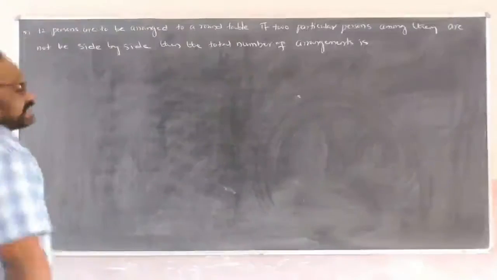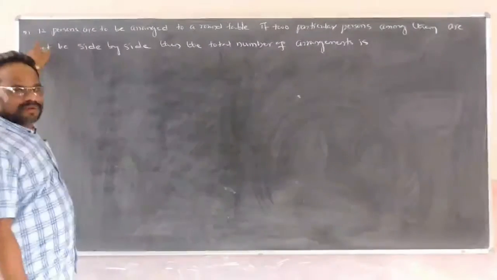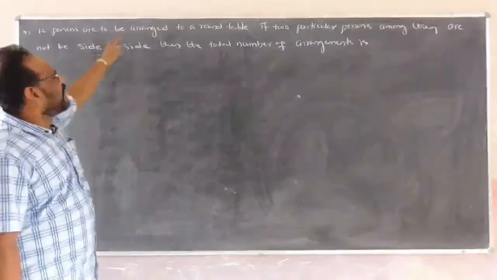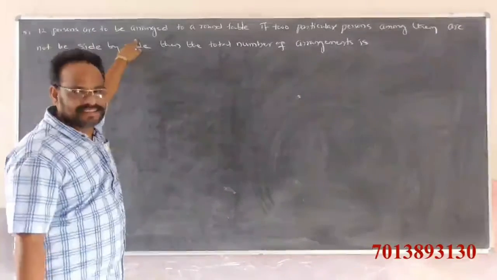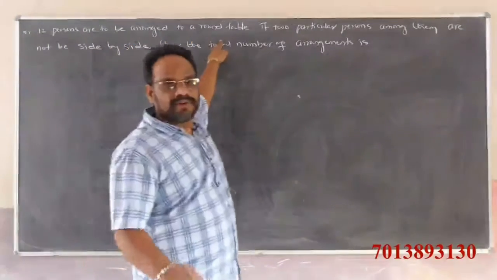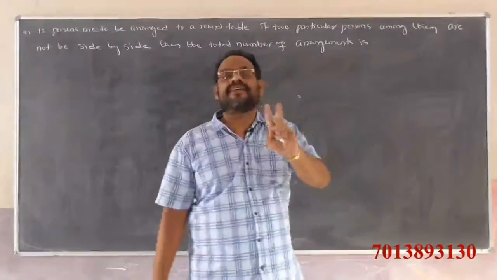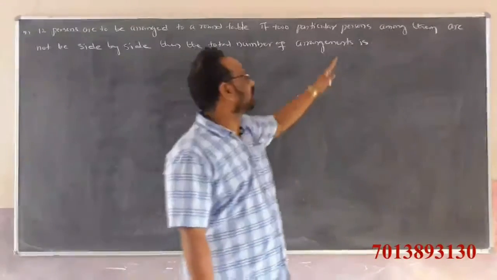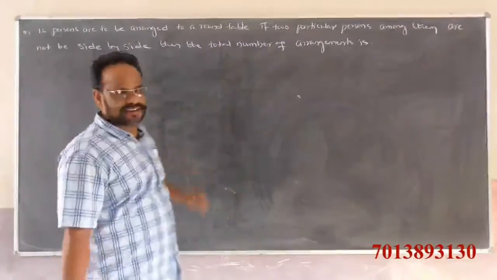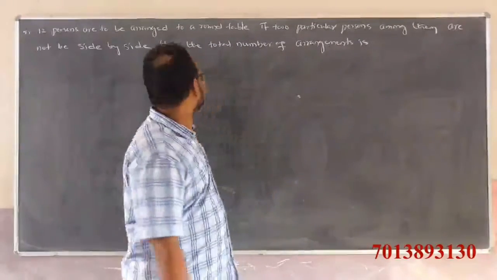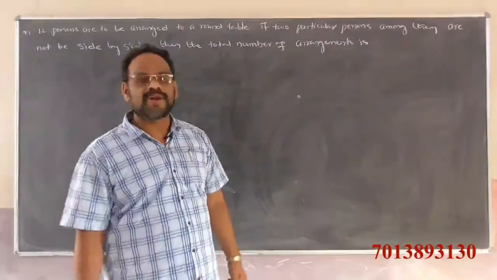Next one, observe here. Next problem. 12 persons are to be arranged at a round table. If two particular persons among them are not to be side by side, then we want the total number of arrangements.